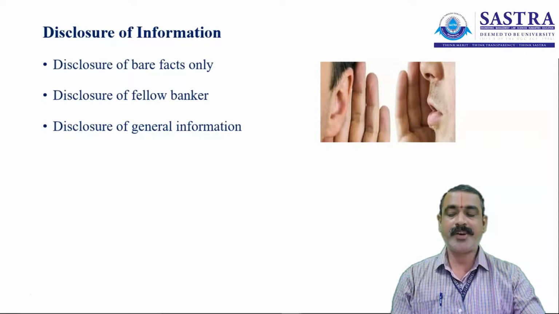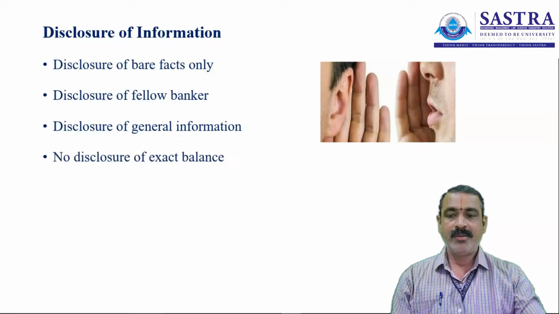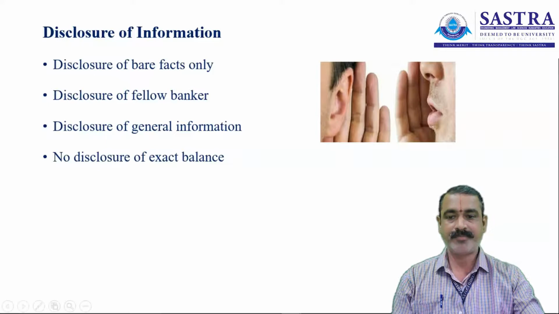A clause similar to the following may be added: This information has been given in strict confidence and without any liability on our part. This is what the bankers say while disclosing the information about the customer. No disclosure of exact balance. Under no circumstances can the banker disclose the exact balance of the customer's account. The banker never discloses the balance of one customer to another or anybody else.